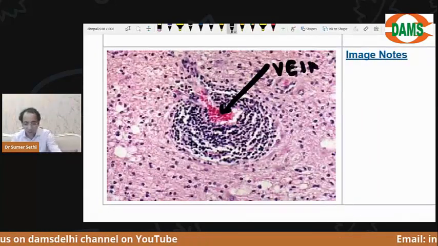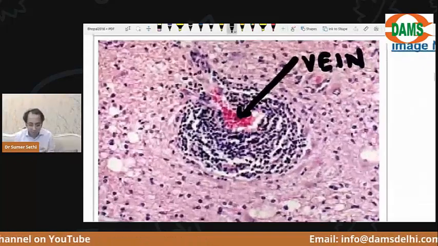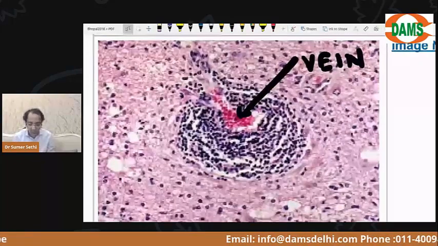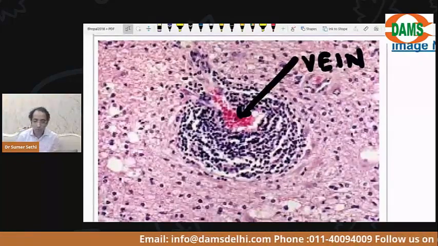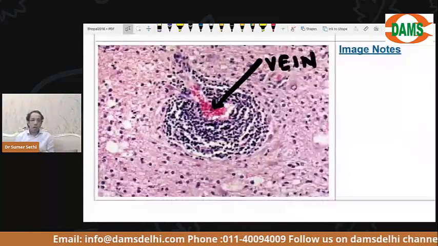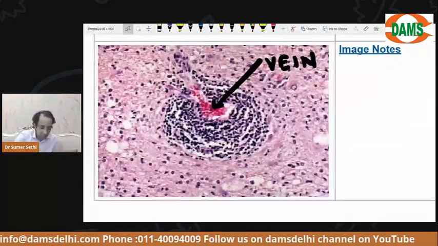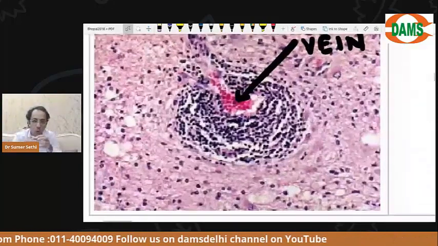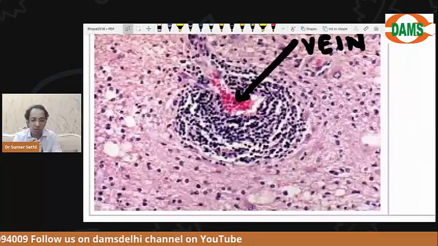Can you see the RBCs inside? There is a vein which has RBCs. What do you see around the veins? When I look around the veins in this slide, I can see a mononuclear chronic inflammatory infiltrate.